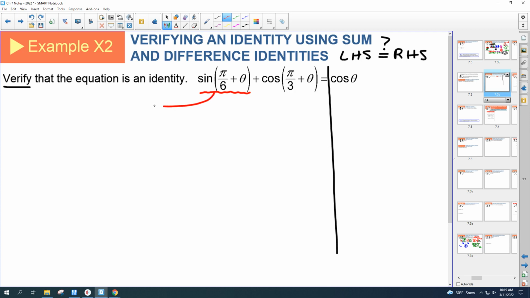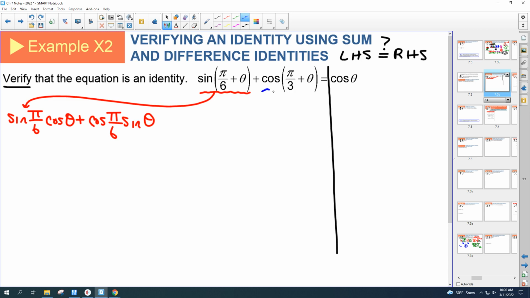Now watch this. I'm going to scoot way over here because my sine plus pattern is kind of long, right? The sine plus pattern says sine cosine plus cosine sine. That's the sine sum.